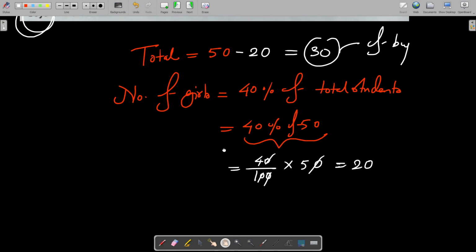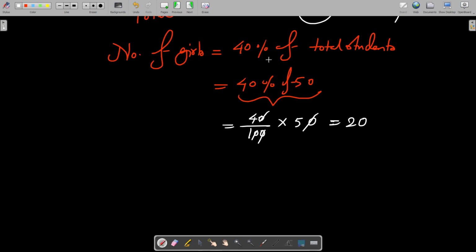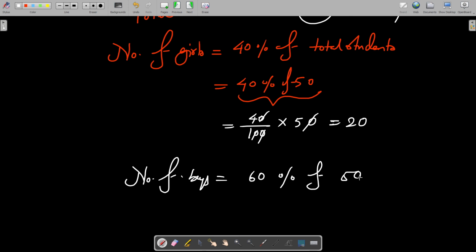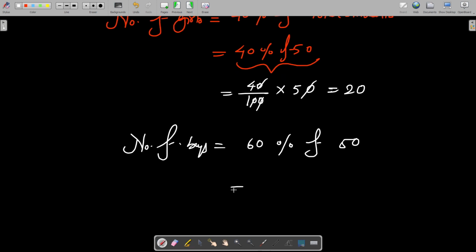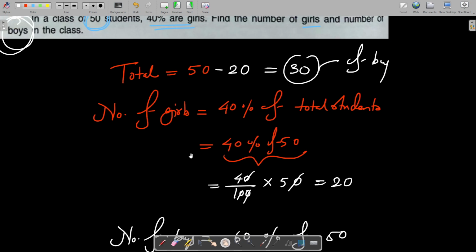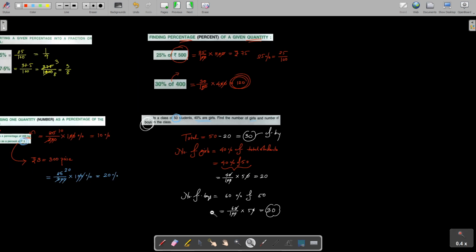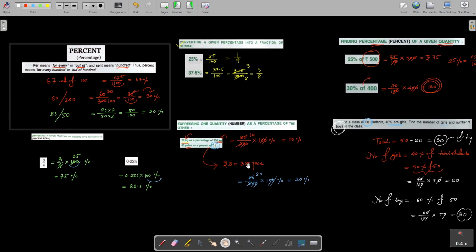Or what can we do? If 40% are girls, then what percentage will be boys? So the total percentage is 100%, right? So the number of boys will be what? 60% of 50. Let's find out. So 60%, we are going to write 60 by 100. 'Of' will use the multiplication here. 50. The zeros get cancelled. See, we're getting the same answer. That's 30 boys and 20 girls. I hope you understood the basics of percentage. I will see you guys in the next class.